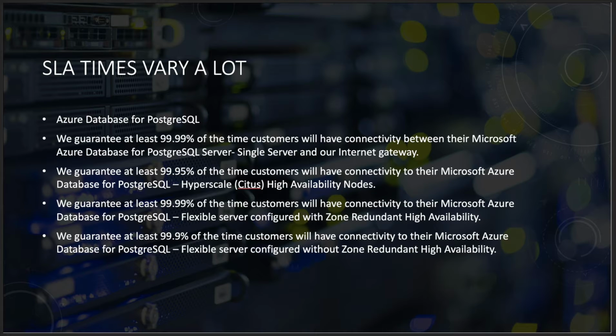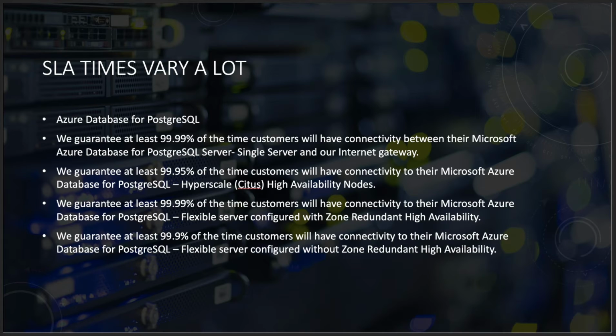So just for one, we'll pull one out of the hat here: the Azure Database for PostgreSQL. So these are all in line. These are what they will guarantee. And notice that based on the configuration, they give you a different SLA guarantee depending on how you set it up. So that guarantee of 99.99% only happens if you have connectivity between their Microsoft database single server and their internet gateway. They're only guaranteeing connectivity from the database to the gateway for that. So there's one. We guarantee at least 99.95% of the time customers will have connectivity to their Microsoft Azure database if you're using Hyperscale (Citus) high availability nodes.